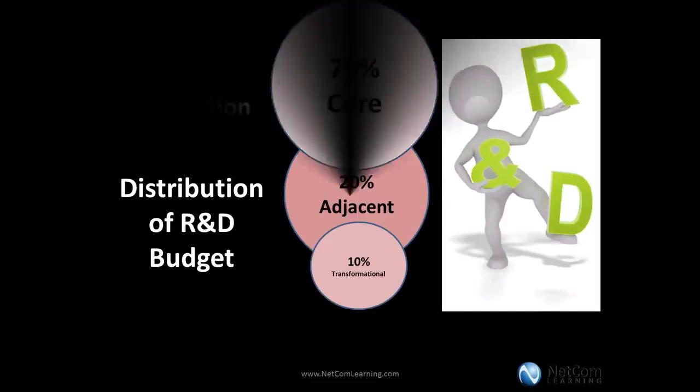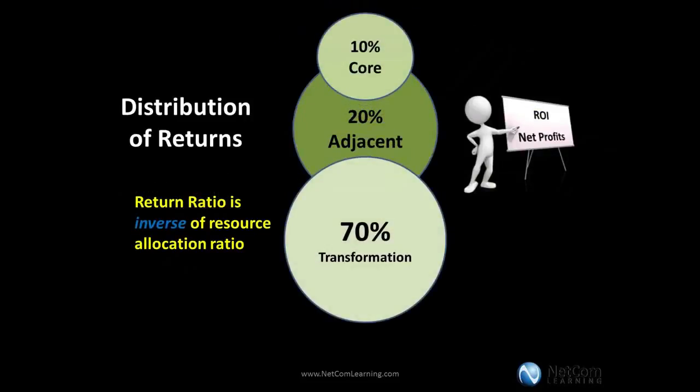Now, this is the distribution of the R&D budget, but let's look at the distribution of returns. What we find is that the return ratio is inverse of the resource allocation ratio. So even though we're putting 70% of our R&D budget in core, we might exhibit aggregately a 10% return on investment. And yet in transformational innovation, where we might only put 10% of our R&D budget, we could see aggregately over time with various transformational innovation offerings, a 70% return on investment.